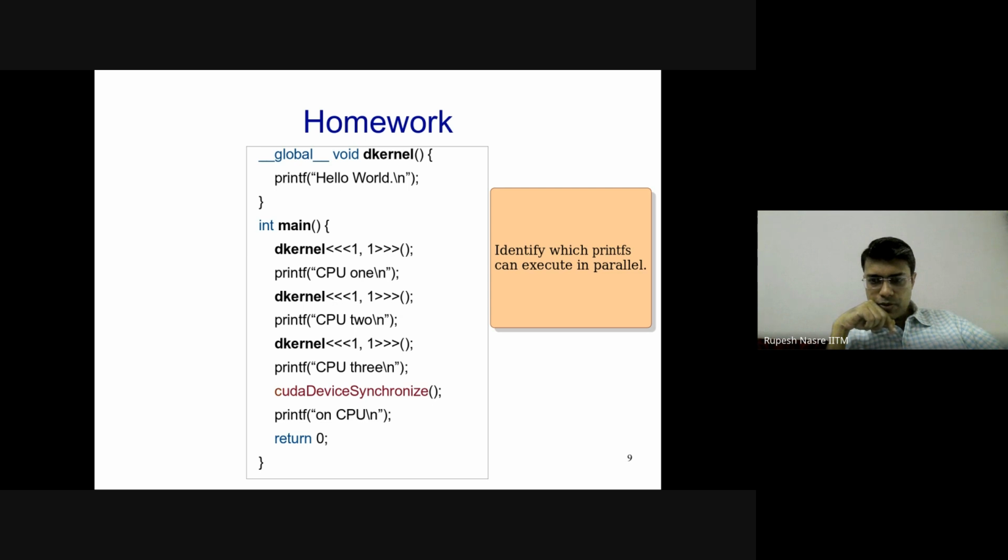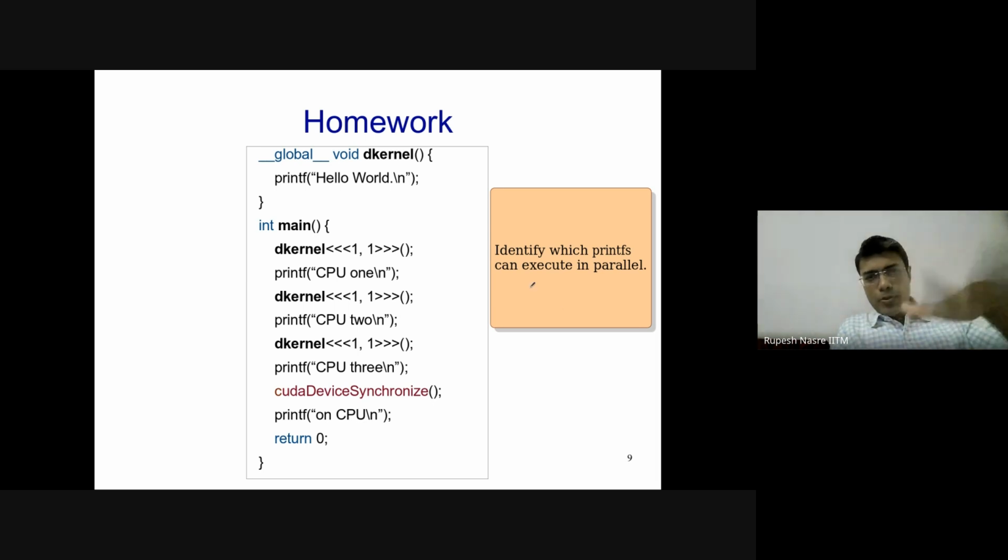Pirapuraj says CPU 1, 2, 3, then on CPU and then hello world. I see. Okay. Vikas says K1, K2, K3 on parallel. All right. So as you can see, there are multiple answers coming up, right? So let's discuss this and improve our understanding.